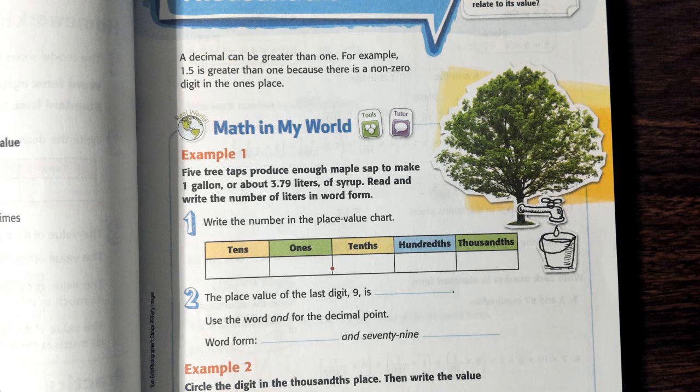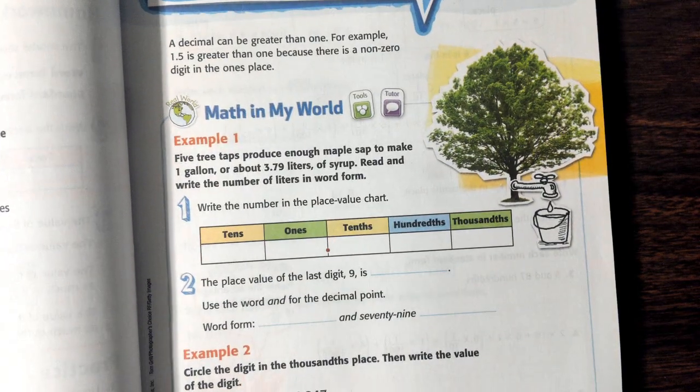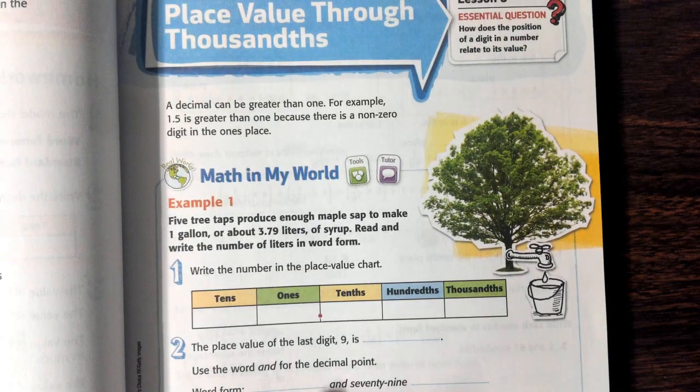Alright, so we're going to go over lesson 6 today. Please turn in your book to page 43. We're going to talk about place value through thousands. A decimal can be greater than 1. For example, 1.5 is greater than 1 because there is a non-zero digit in the ones place.